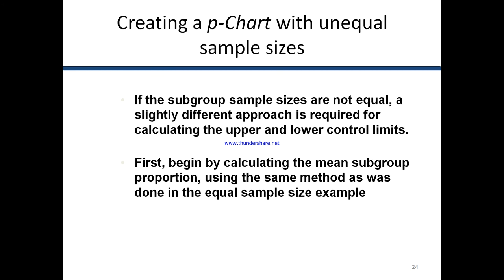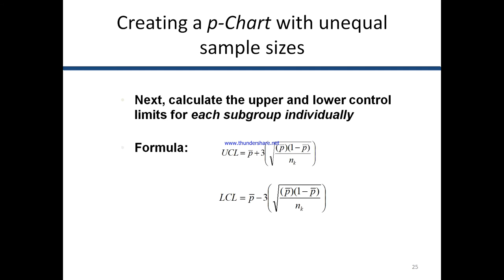So the next problem is, what will happen if we have different sample sizes when we are constructing the upper control limit and the lower control limit, right? In that case, when you have different sample sizes, you have to calculate the upper control limit and the lower control limit separately for each and every subgroup using this formula. You can see the same formula we have used, right?